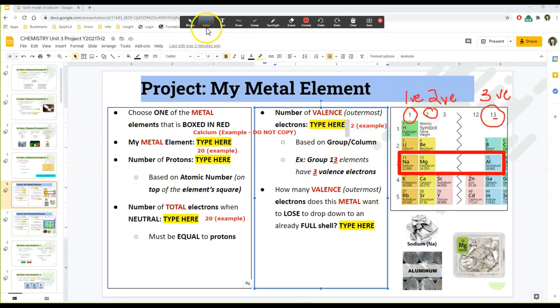Okay, and those notes are right here for you, so I'm not trying to trick you with that. All that information is right there. How many valence electrons does this metal want to then lose to drop down to an already full shell?